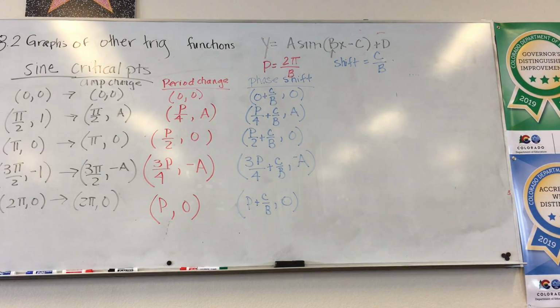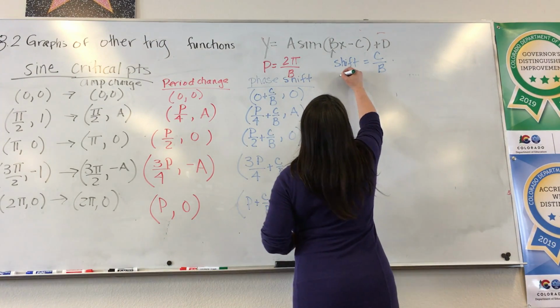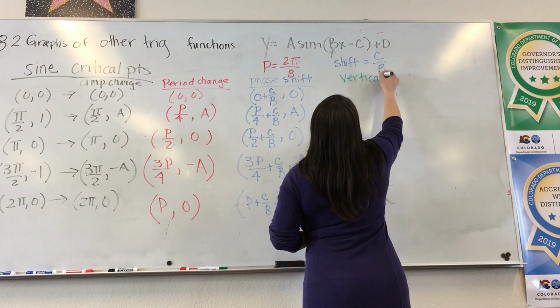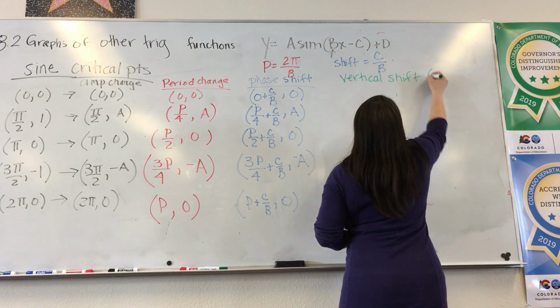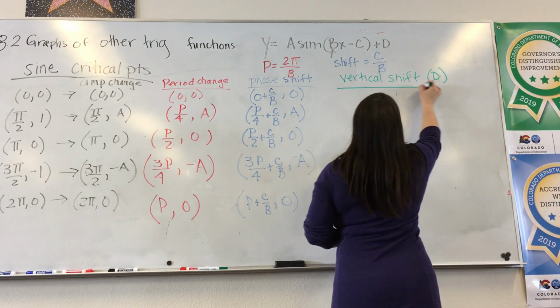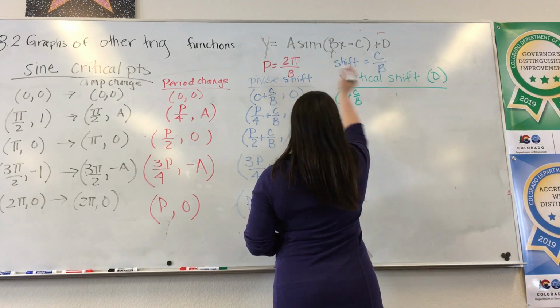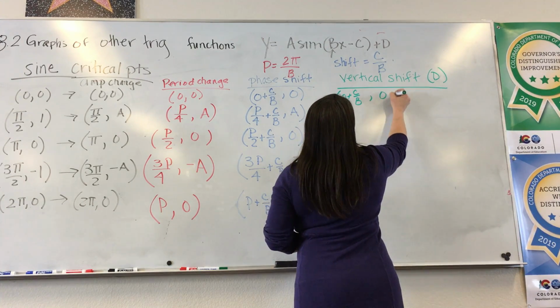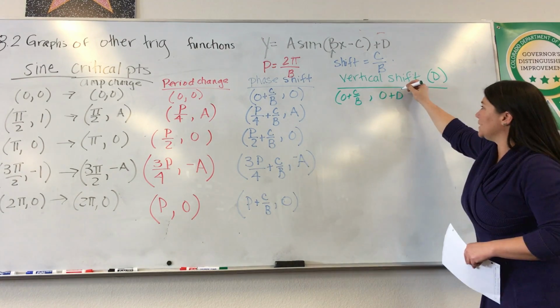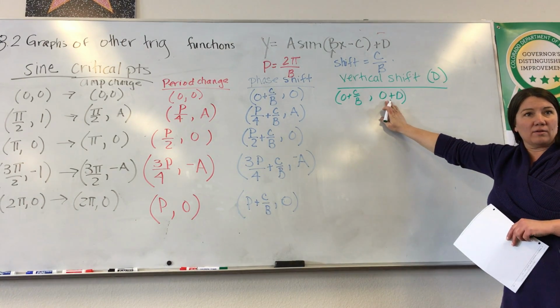And then we have one more value to do. We have that D value. What does the D value do? It's the midline. It moves your function either up or down. So what value is that going to affect? Your Y value. So when you have a vertical shift, which is just your D value, you're going to have your regular X, but you're going to add D to your Y value.